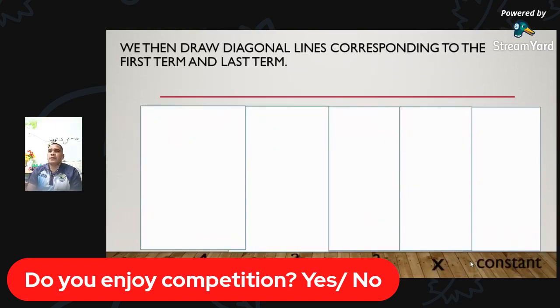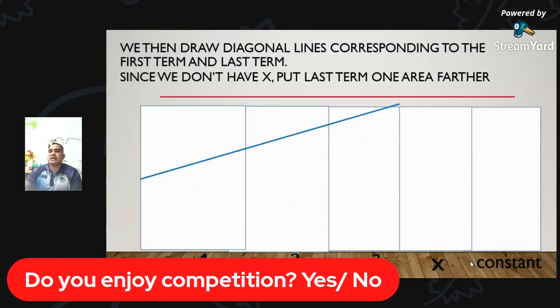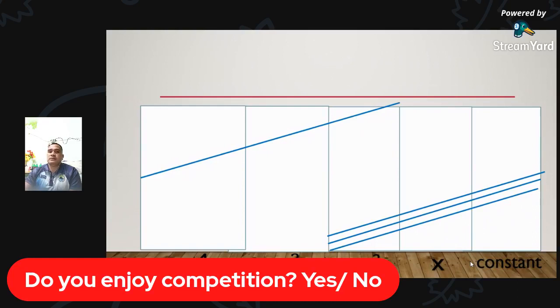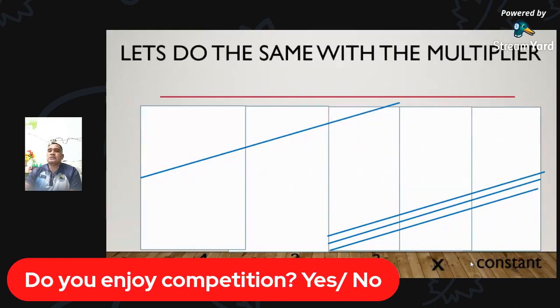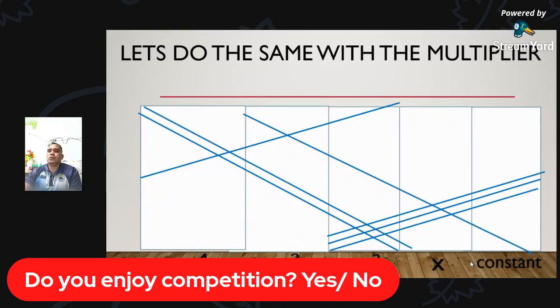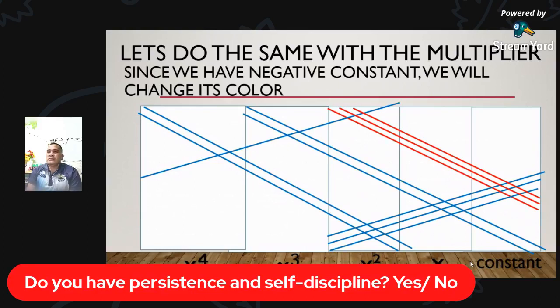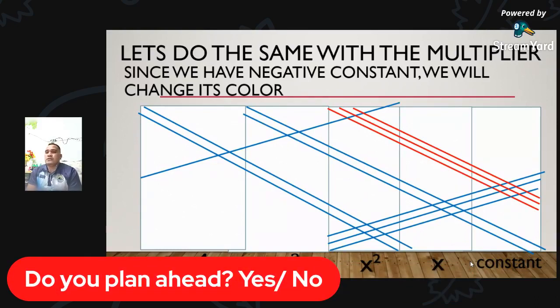We then draw diagonal lines corresponding to the first term and the last term. Since we don't have x, put the last term one area farther. So we have x squared plus 3. Let's do the same with the multiplier. We have 1, 2: 2x squared, plus 2x, then minus 3. Since we have the negative constant, we will change its color. So the color is red.